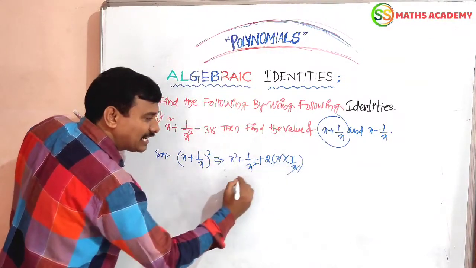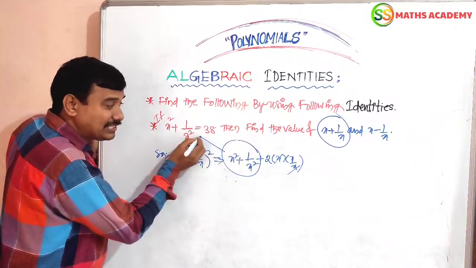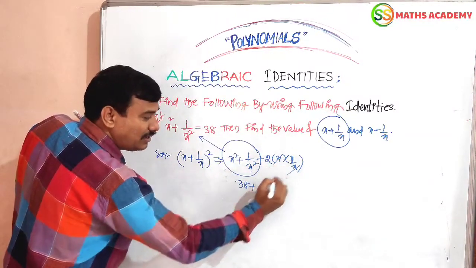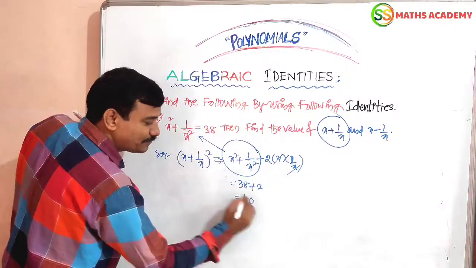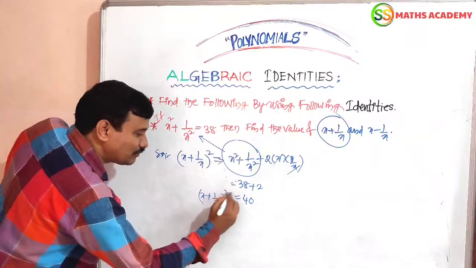Right? x will cancel, friends. I should get x square plus 1 by x square. x square plus 1 by x square is nothing but 38, plus 2, that equals 40.